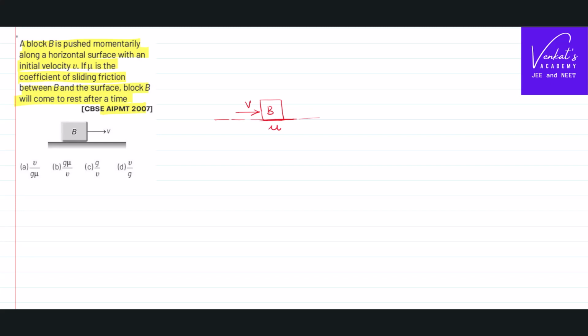As it is pushed this way, it will move forward. As the motion is forward, the frictional force tries to act against the motion. How much is the frictional force? Mu into normal reaction. What could be the normal reaction? Its weight is mg, assuming it has mass m. N is the normal reaction. So mu into normal reaction is equal to mu mg. That's the force opposing the motion.